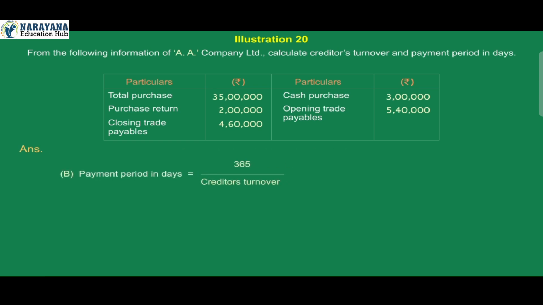B. Payment period in days is equal to 365 divided by creditors turnover, is equal to 365 divided by 6, is equal to 60.83, is equal to 61 days.